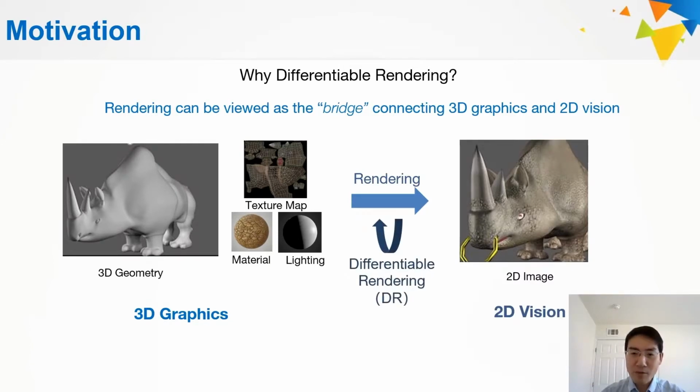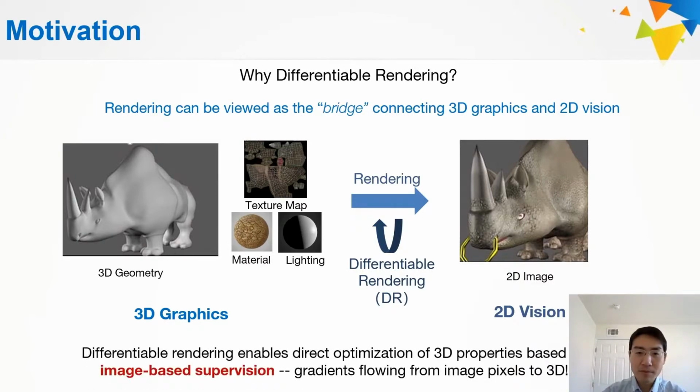What is differentiable rendering doing? It is doing the reverse problem. From the 2D images we can infer the 3D information, and also make the rendering process differentiable so that we can backpropagate to the 3D geometries. Let me say it again. Differentiable rendering enables the direct optimization of the 3D properties based on image-based supervision. Gradients flow from the image pixels to the 3D directly.